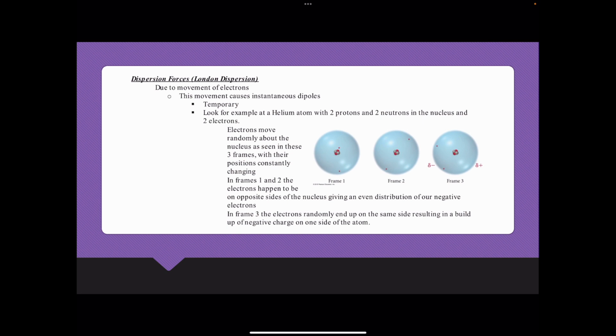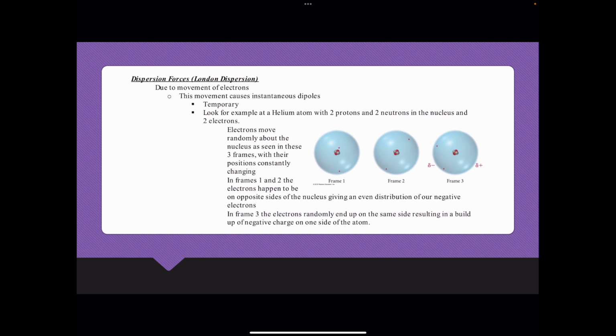An instantaneous dipole is a temporary dipole, so it's not there all the time. It's going to be the result of the random movement of electrons. So we can look, for example, at helium. If we have a helium atom, we've got 2 protons and 2 neutrons in the nucleus, and we've got 2 electrons moving in that space outside that nucleus. Now, electrons are going to move around randomly about that nucleus, as we can see in these different frames. So these frames, imagine that we could take a snapshot at an instant in time.